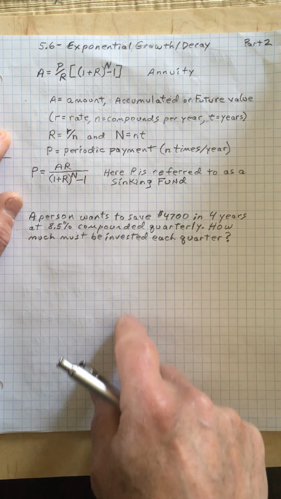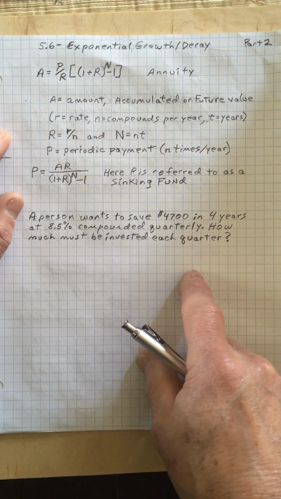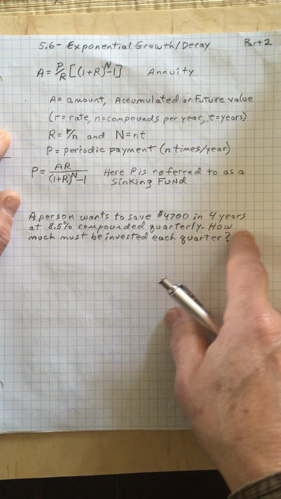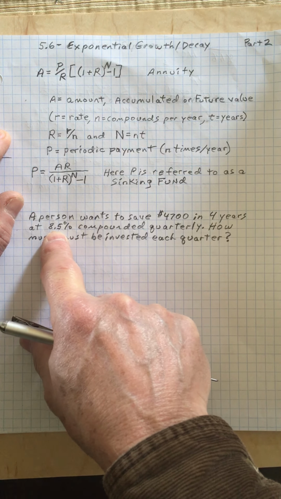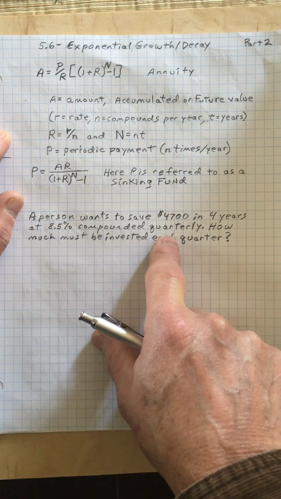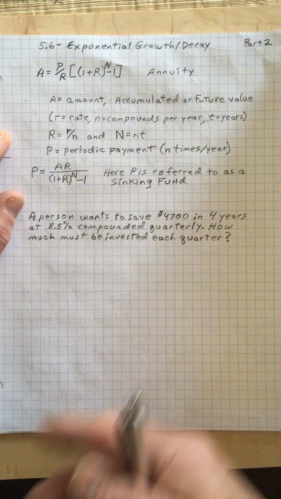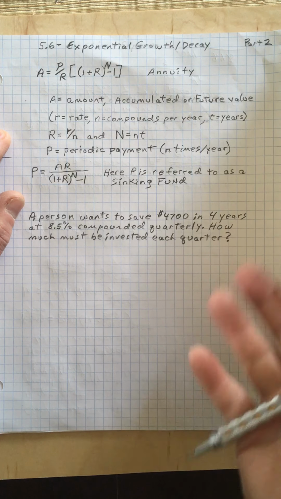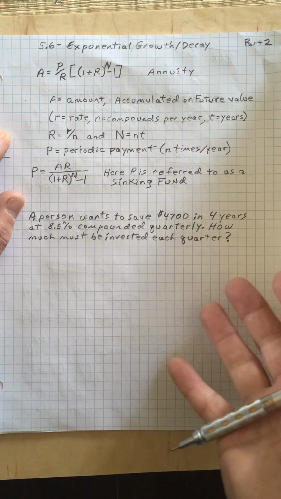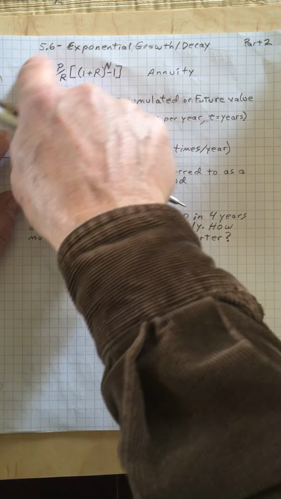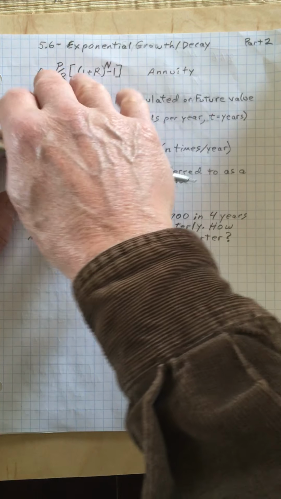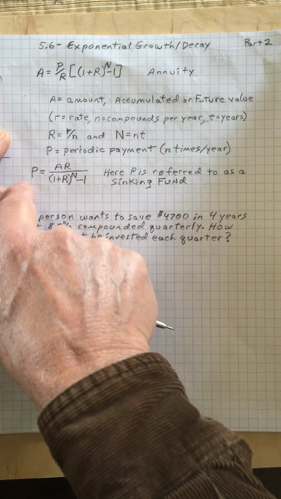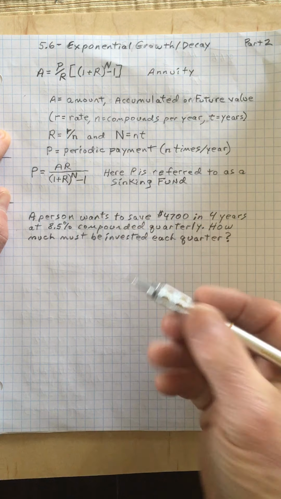All right, so here's our problem here. So we have a person who wants to save $4,700 in 4 years at this rate, 8.5%, and it's compounded quarterly. So how much do they need to invest each quarter? Well, since that's how much does their payment have to be, we could use this equation, but then we got to solve it anyways to get P by itself. So let's go ahead and use this one.